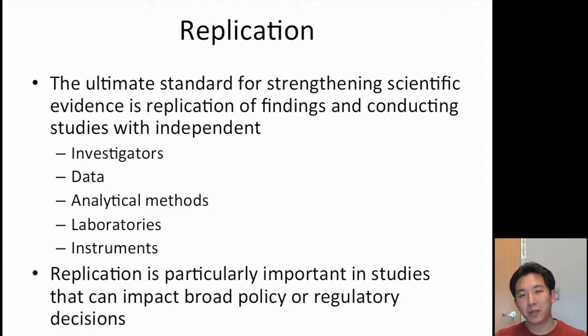And if lots of different people come up with the same result and replicate the original finding, then we can tend to think that the original was probably true and that this is a real relationship or real finding. So the ultimate standard in strengthening scientific evidence is replication, and the goal is to have independent people do independent things with different data, different methods, in different laboratories, and see if you get the same result. Because if a finding is robust to all these different things, then it's more likely to be true, and the evidence is stronger in its favor. Replication is particularly important in studies that have big policy impacts or influence regulatory types of decisions.